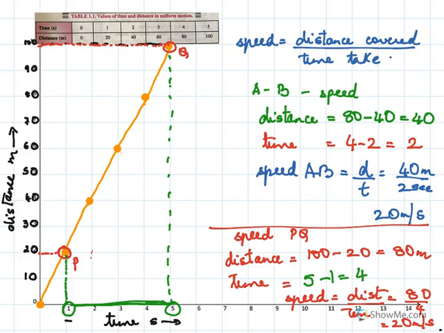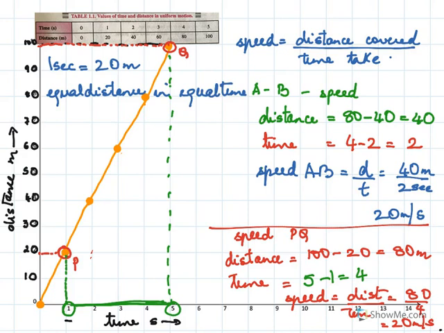So this body is traveling at the same speed. You take any 2 points, it is covering 20 meters in every second. So every 1 second this body is covering 20 meters, which means it travels equal distance in equal time. Equal distance in equal time. Such motion is called uniform motion.